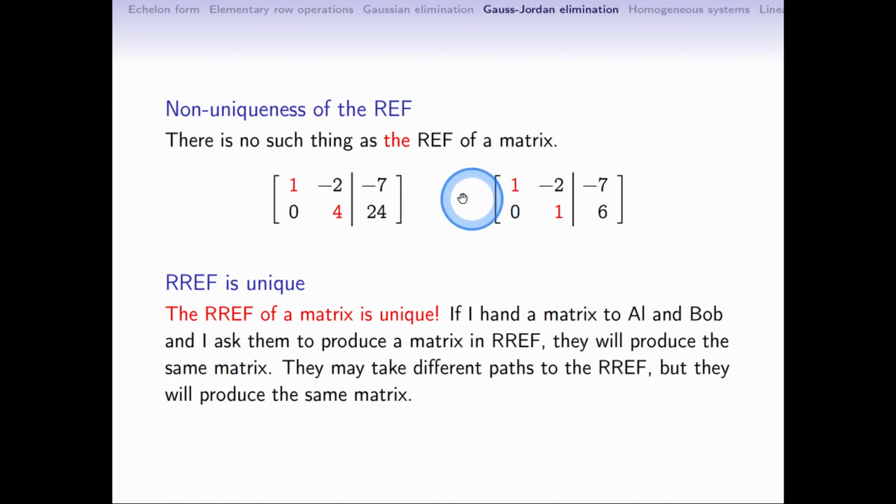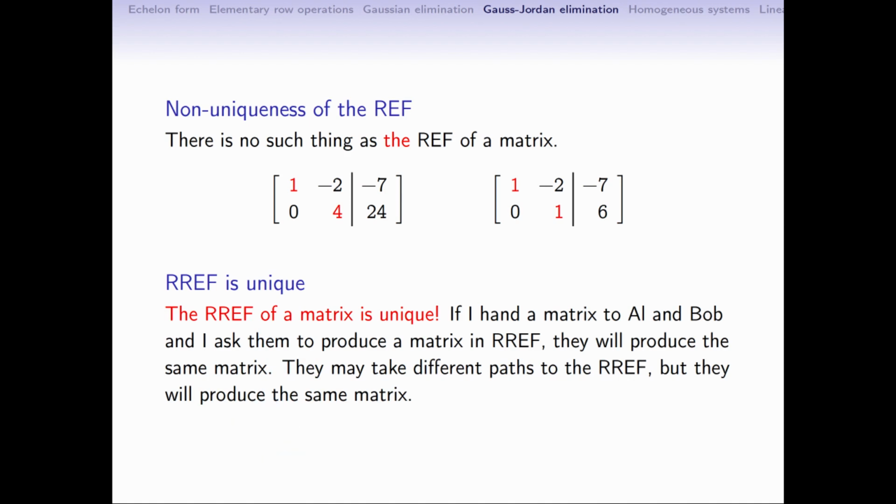And these are both in row echelon form. So they're the row echelon form of the same matrix. So there is no such thing as the row echelon form of a matrix. They're not unique. On the other hand, the reduced row echelon form of a matrix is unique.